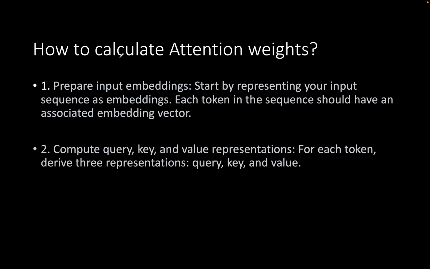It all depends on what dimension you are taking. If we take BERT, it gives 768 dimensions. The second step is to compute the query, key, and value representation for the given embeddings. For each token, derive this query, key, and value representation. In the example, you will see how to derive this representation.